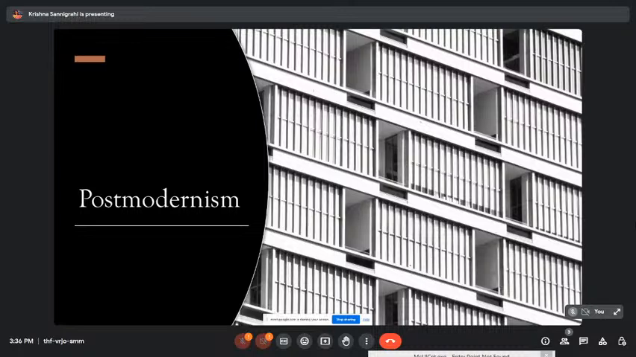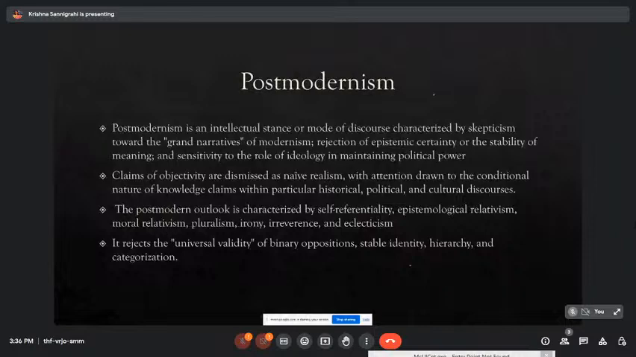Now, in continuation to that, we have the theory of postmodernism. Postmodernism is an intellectual stance or mode of discourse characterized by skepticism. Now, what is skepticism? You're actually questioning the things which are around you. And questioning what? Questioning the grand narratives, so that the way truth is related, the way truth is created, the narratives of that. So questioning the grand narratives of what? Of modernism. So postmodernism is now questioning the grand narratives of modernism.